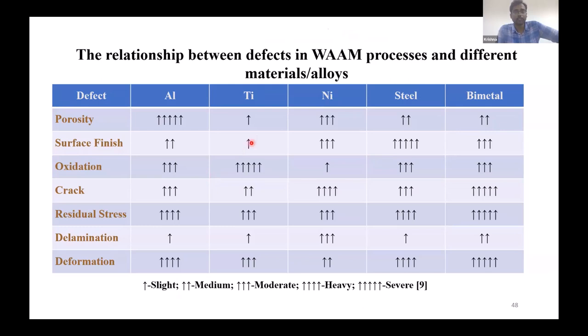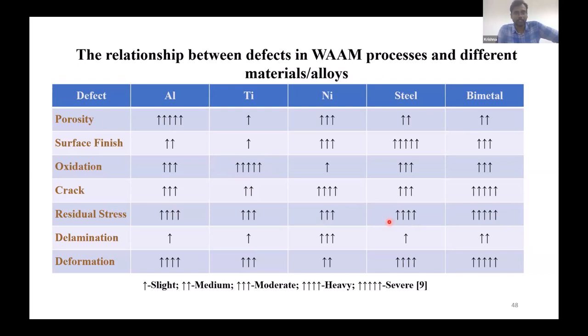Okay. So if we talk about different alloys, what are the chances of the defects that can be formed? Like in porosity, aluminum alloys are more subjected to porosity, more severe in the case of aluminum alloys. And if we talk about oxidation, because titanium reacts quite readily with the atmosphere, oxidation is more in the case of titanium. And if you are talking about residual stresses, bimetallic components are subjected to more residual stresses. Even in aluminium also, and steels also, we can see more severe residual stresses.